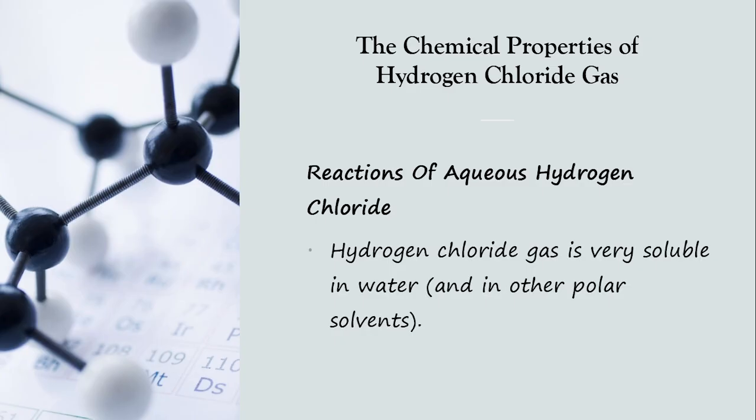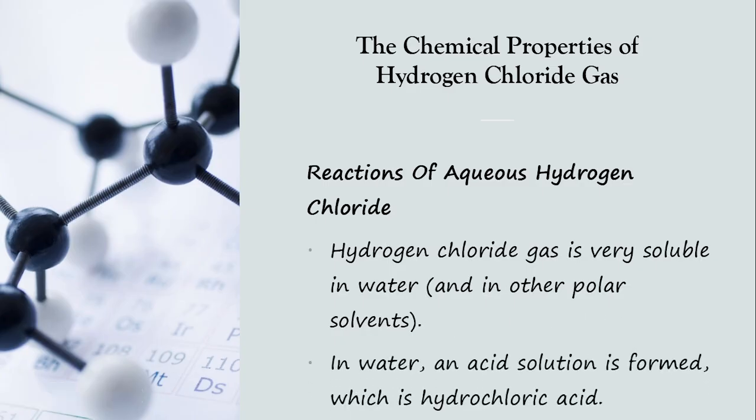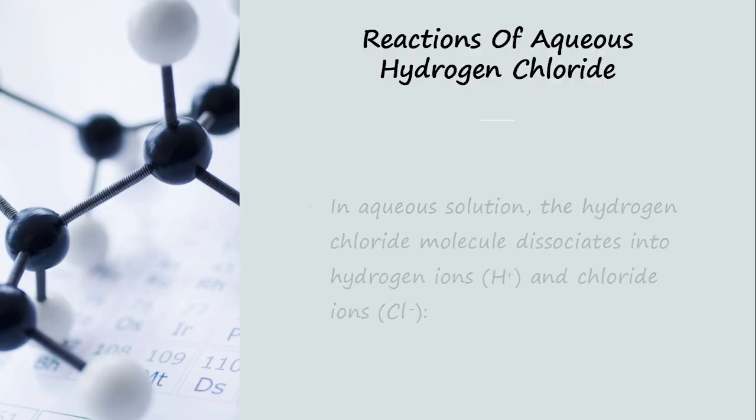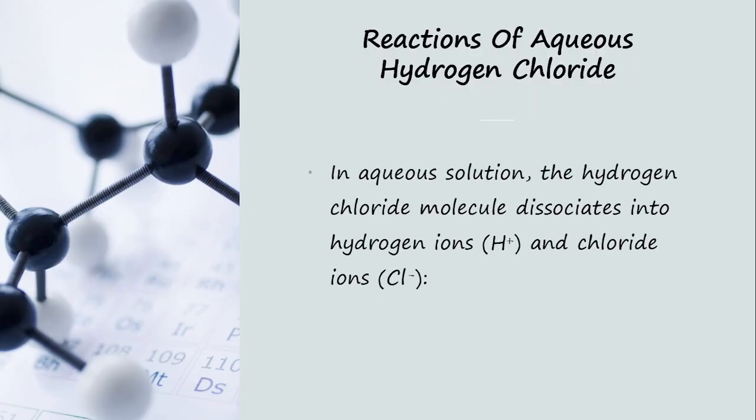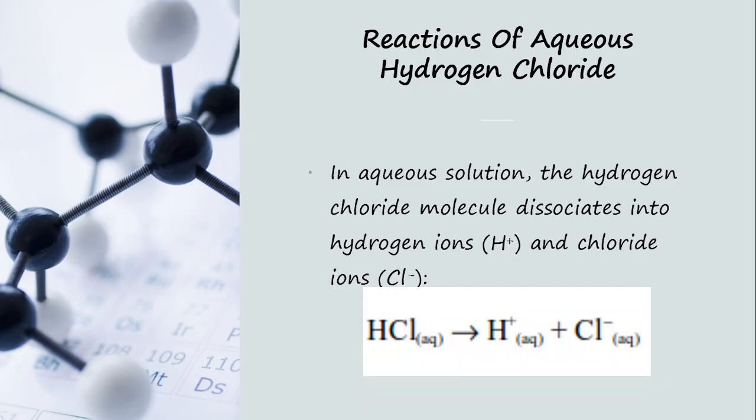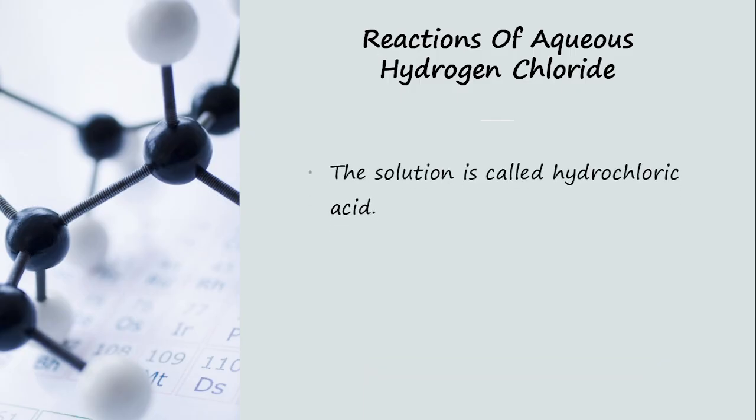Hydrogen chloride gas is very soluble in water and in other polar solvents. In water, an acid solution is formed, which is hydrochloric acid. So when you react hydrogen chloride gas with water, an acid solution is formed, which is simply hydrochloric acid. In aqueous solution, the hydrogen chloride molecules dissociate into hydrogen ions and chloride ions. As you can see, how the dissociation occurs. The solution is what we call hydrochloric acid.